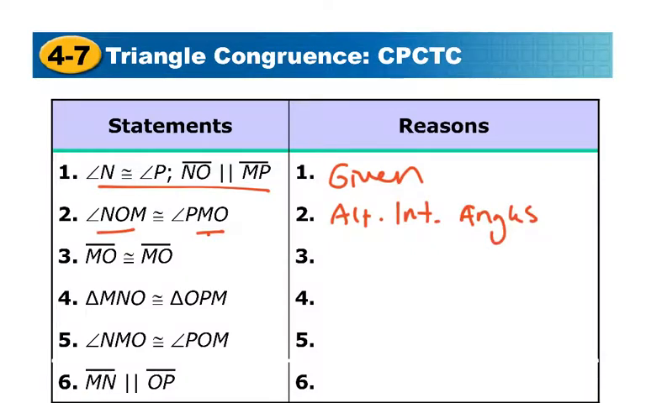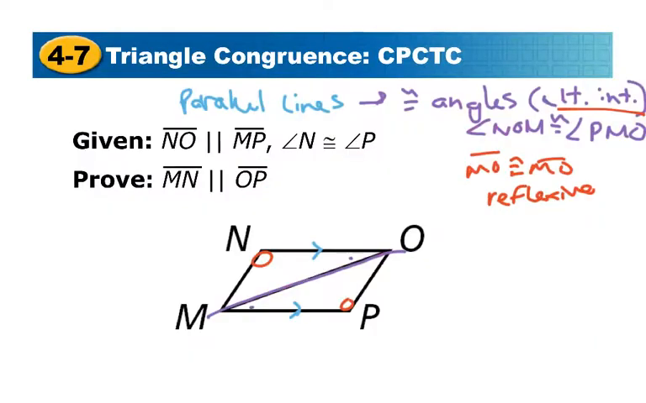Alright, then we have MO and MO, and that's the reflexive, like we have in the previous slide. And now they're saying, oh, by the way, the triangles are congruent. So how did we get there? We had an angle, and another angle, and a side. So we're either doing angle, angle, side, or angle, side, angle. So going back, we've got an angle, and then not the side between them.